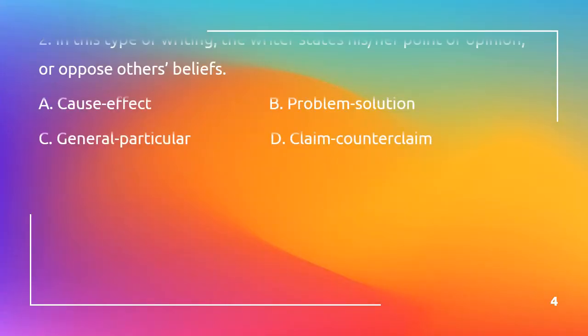on the next one. Number 2. In this type of writing, the writer states his or her point or opinion or opposes others' beliefs. Is it A, cause effect, B, problem solution, C, general particular, or letter D, claim counterclaim?